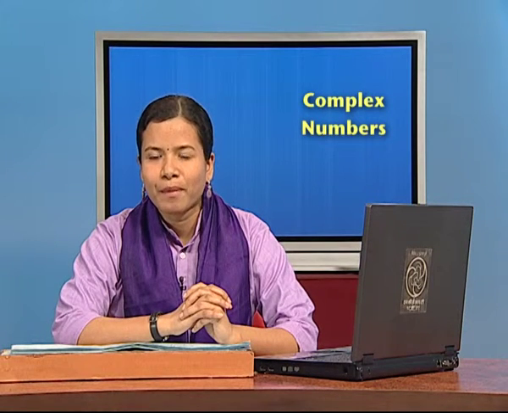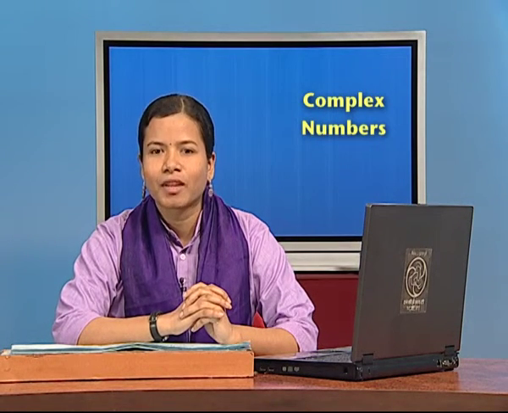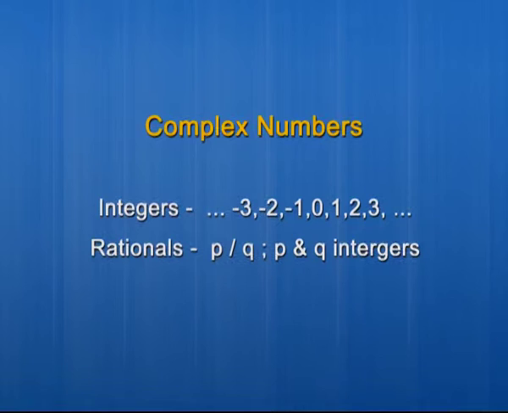Now try to remember what are integers. All positive numbers like 1, 2, 3 up to infinity, with 0, and negative numbers like -1, -2, -3 up to -infinity are called integers. Rational numbers are of the form p by q, where p and q are integers. Numbers which are not rationals are called irrationals.